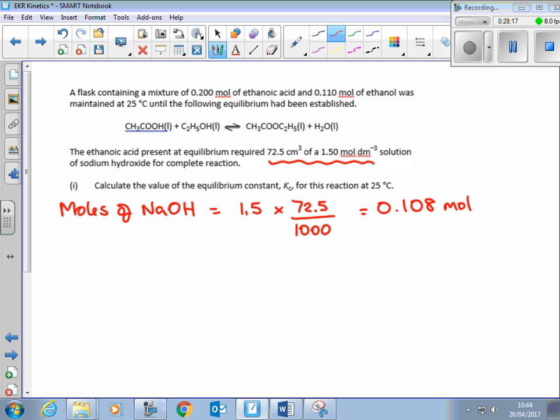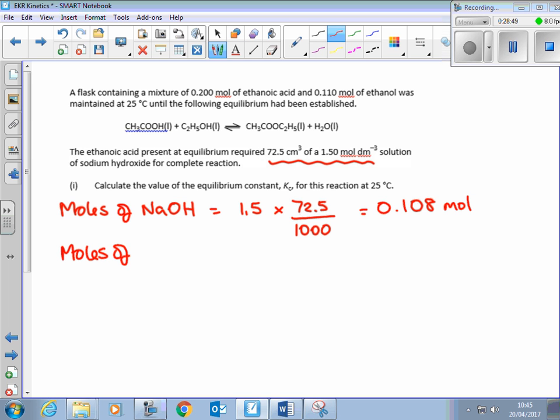Right, okay, we have a starting point then. Now, if that was the amount of sodium hydroxide that was needed to neutralize the acid left at equilibrium, how much acid was there at equilibrium in terms of moles? Same, yeah. All right.